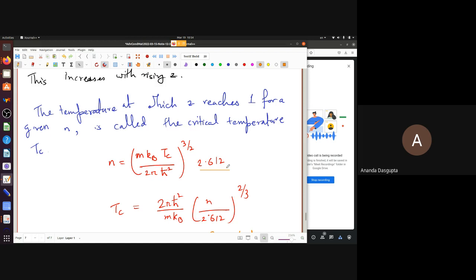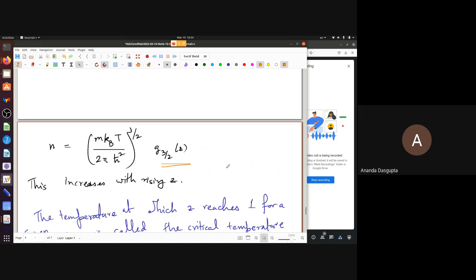If now temperature falls below this value, then this factor will become smaller, but this cannot become any larger because it has already reached the maximum possible value of 2.612, which happens when Z reaches its maximum possible value of 1. In other words, this whole thing becomes smaller than the N. The number of particles you can have by your count apparently is less than the number of particles you have in your system. Is this problem clear? The solution we are going to come to, but the problem is clear, right?